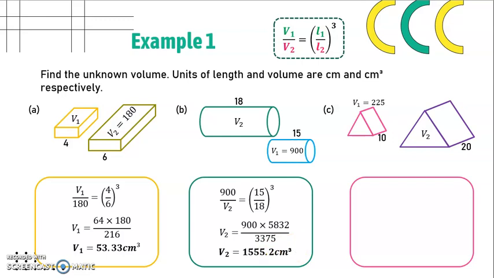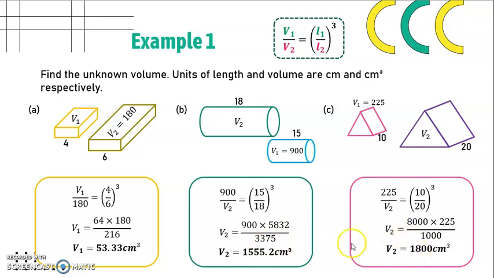Next, in this case, the missing volume is also V2. Once you insert the numbers, you'll get your answer to be 1800 centimeter cube. Please check your working and make sure you got the correct answer. If it's incorrect, please double check and review, or you can ask me. So that is how we use the formula to find the volume for a 3D shape or solid.